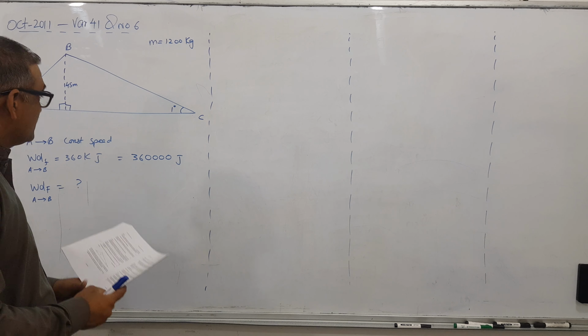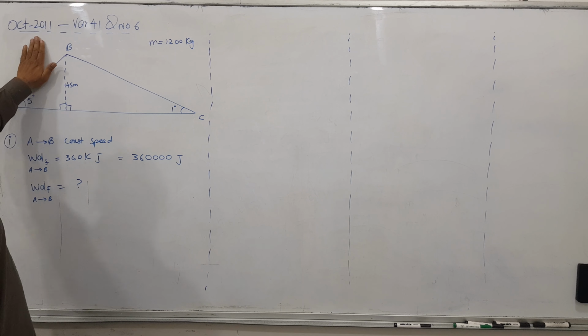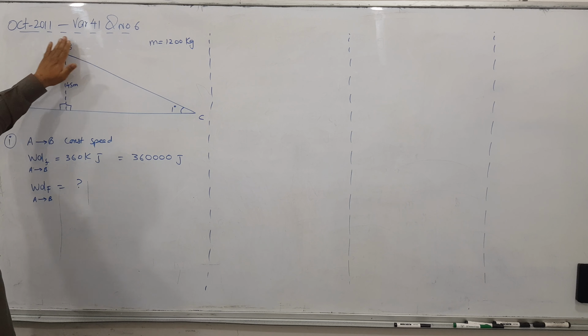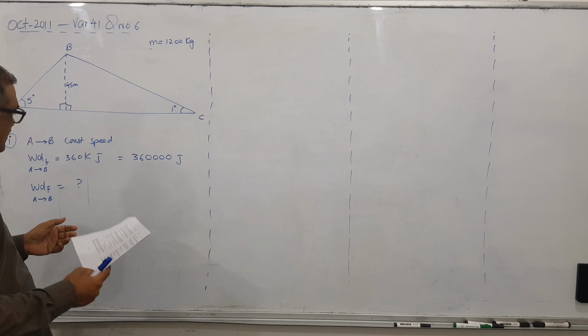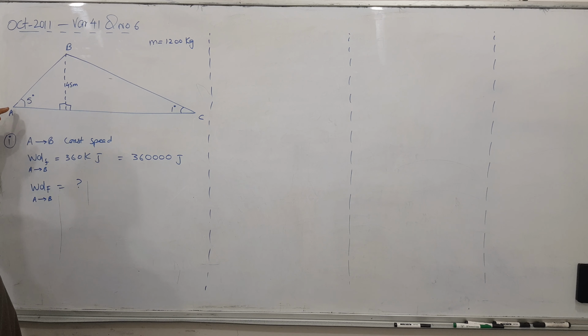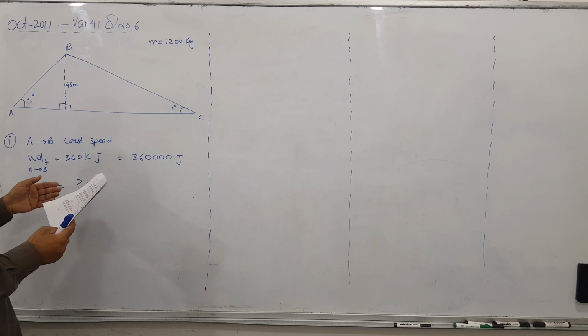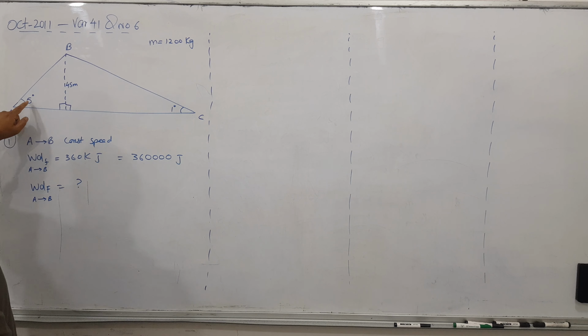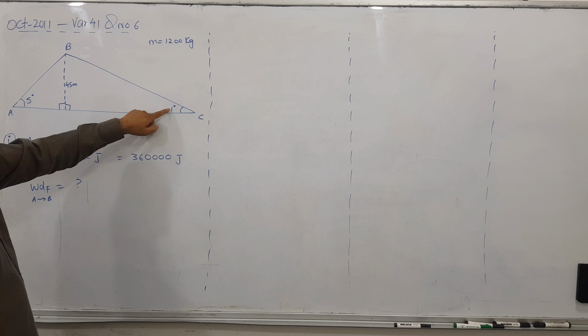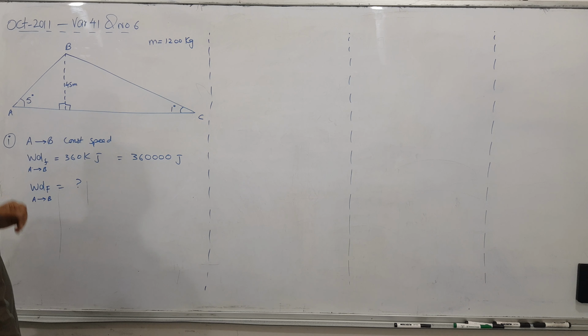Bismillahirrahmanirrahim. This is October 2011, variant 41, question number 6, topic is work, power, energy. If you read the question, there are two straight paths, AB and BC. This angle is 5 degrees, this angle is 1 degree, and the height is 45.